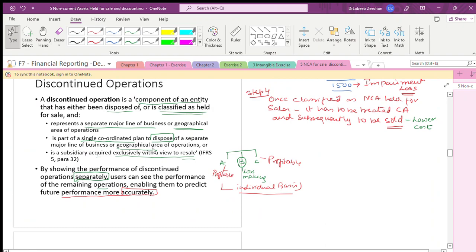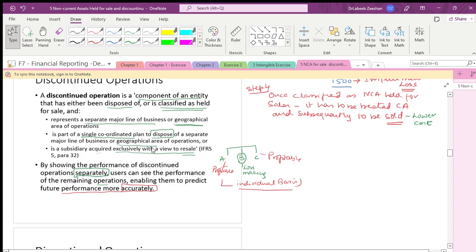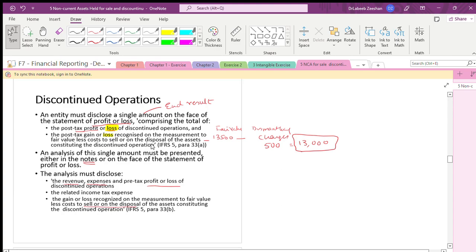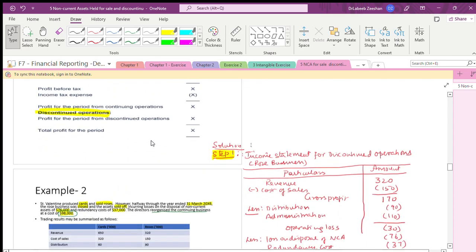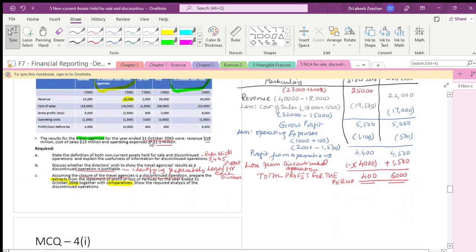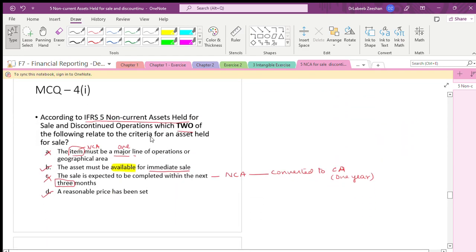Discontinued operations represent a major area of business, or a coordinated plan to dispose of a separate line of business. A discontinued operation must disclose a single amount on the face of the statement, the post-tax profit. The analysis must include the revenue, expenses, and pre-tax profits. Is it right? Fine. These are the examples of that. Okay. MCQ is fine.